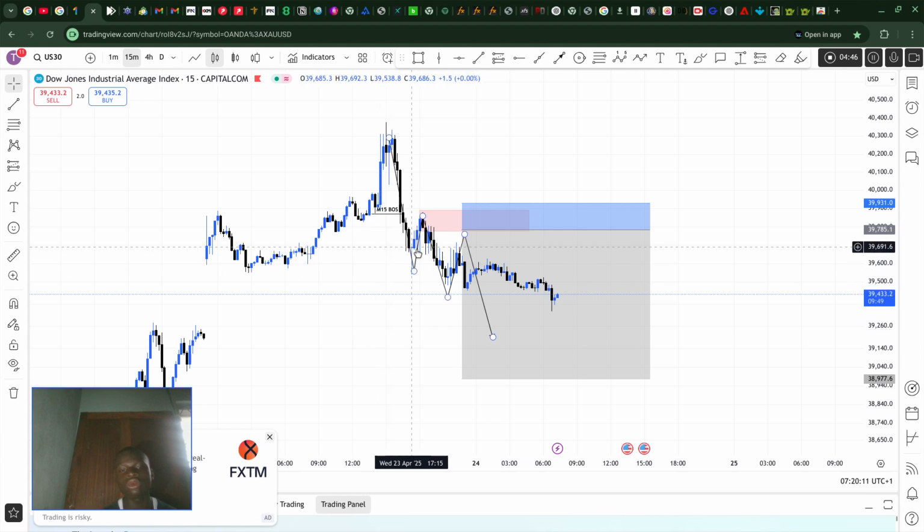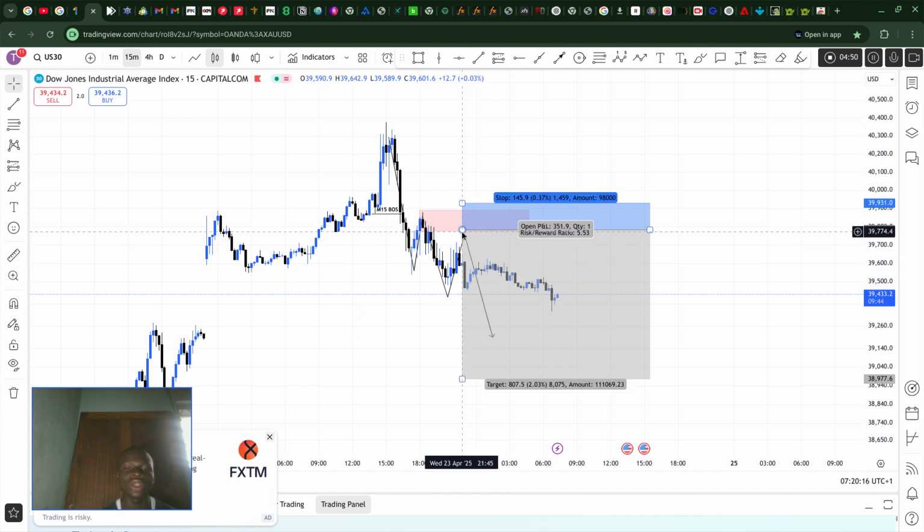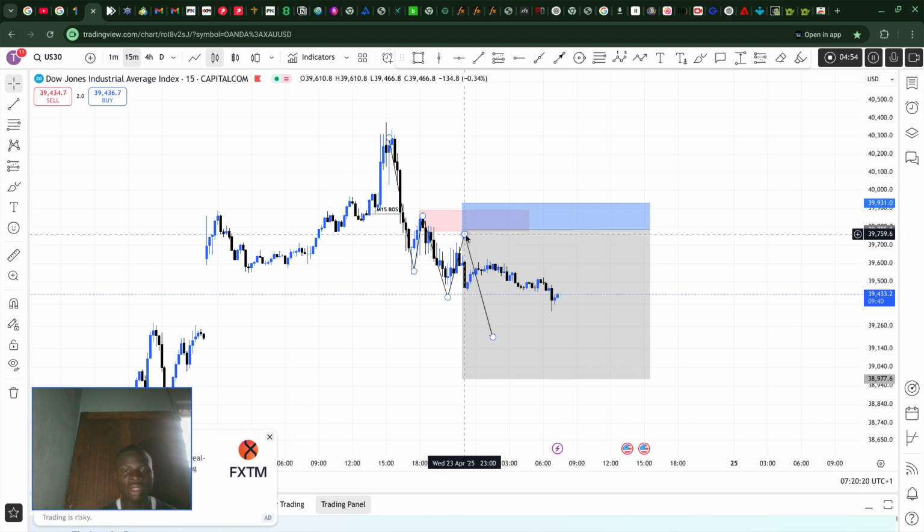Now we have this pullback and the market breaks out. Now I can say I'm going to take the second entry. That's why I put my sell limit at this point here, but the market never tapped my point of interest. That's something you have to know as a trader: the market will not always tap your point of interest.